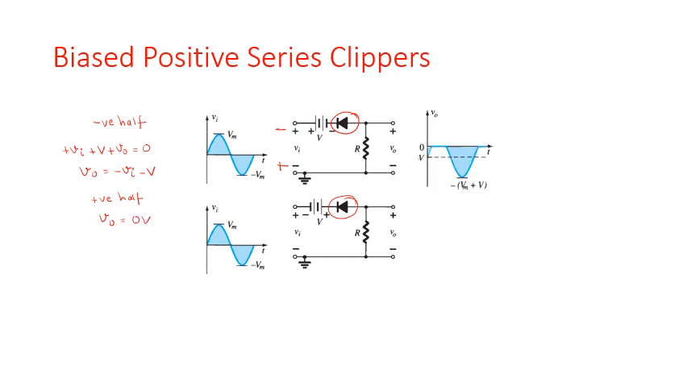So how is this shown? This is how this is shown. So what exactly has happened over here? In the negative half cycle, I am getting minus Vm plus V. So that is nothing but minus Vi minus V can be rewritten as minus Vi plus V, and this Vi, the maximum value is Vm, and in the positive half cycle you are getting 0 volts.